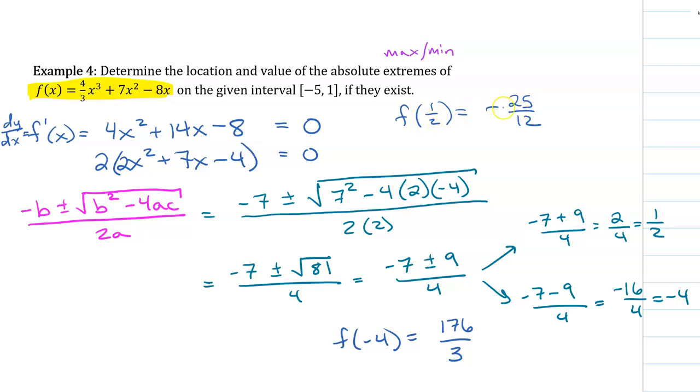So at f of 1/2, this is a negative, so this will be an absolute min, and this is a positive, so this would be an absolute max. Now this doesn't mean that all positives will be absolute maxes, but since a positive number is definitely bigger than the negative number from the 1/2 versus the -4, it's much easier to tell.